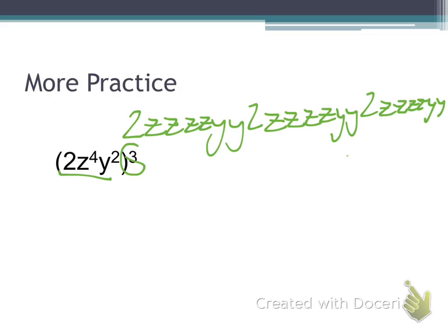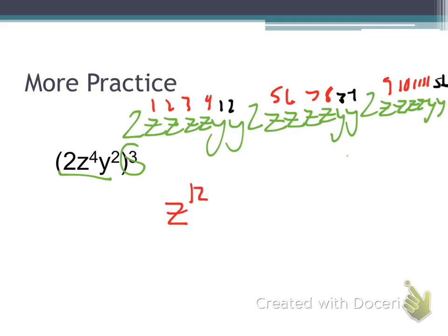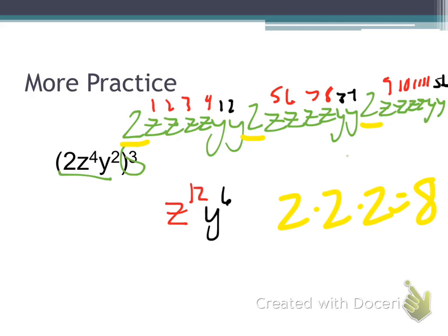Okay? Now when I count everything up, 1, 2, 3, 4, 5, 6, 7, 8, 9, 10, 11, 12. Z to the 12. When I check my y's, 1, 2, 3, 4, 5, 6, it's going to be y to the 6th. Then I check those coefficients. 2, 2, 2. That's going to be 2 times 2 times 2, which equals 8. So my answer is 8z to the 12th, y to the 6th.